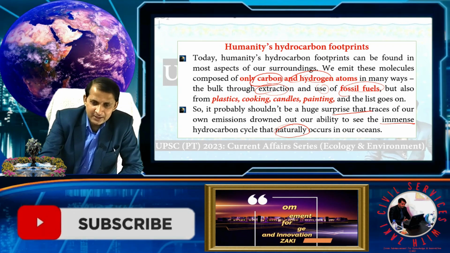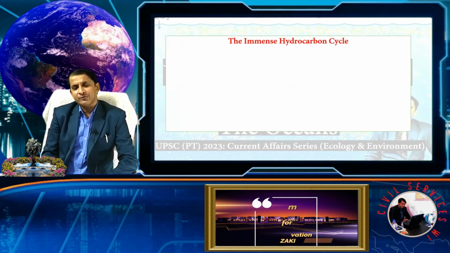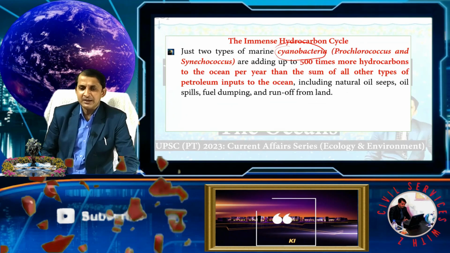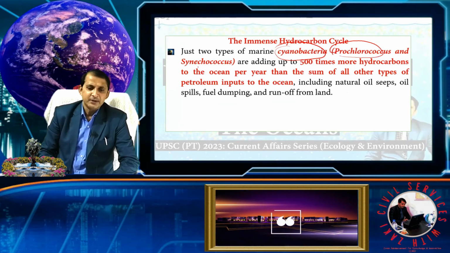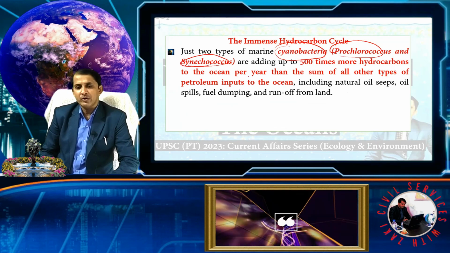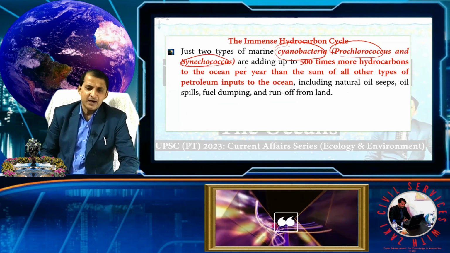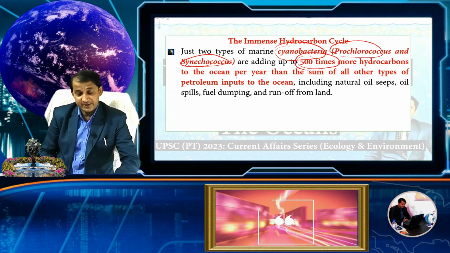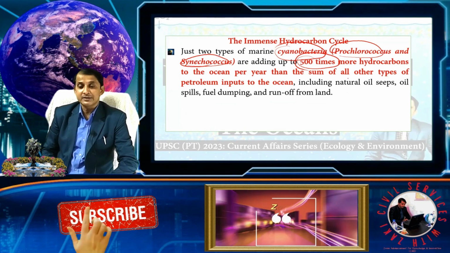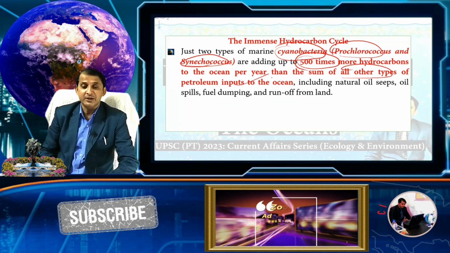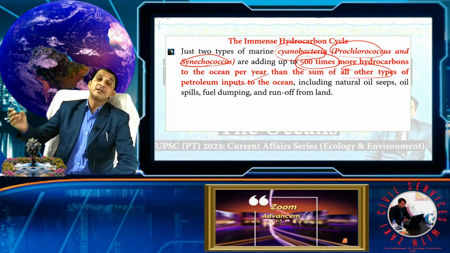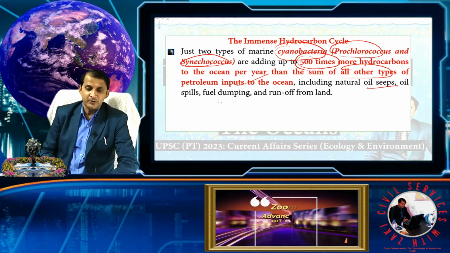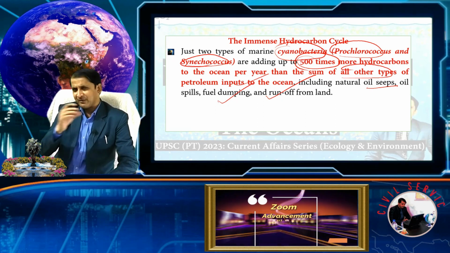Let's see another thing, the immense hydrocarbon cycle. Just two types of cyanobacteria, Prochlorococcus and Synechococcus, are adding 500 times more hydrocarbon to the ocean per year than all other types of petroleum input to the ocean, whether human or natural cause, including natural oil spills, fuel dumping, runoff from the land and all that.